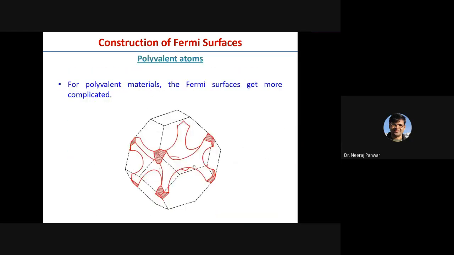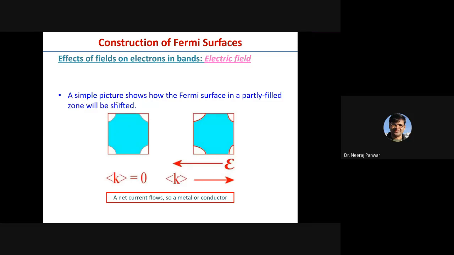This is the Fermi surface for polyvalent metals, and you can see it gets very complicated for polyvalent metals. It is not spherical, but you see what a complicated shape it has. I have a couple of slides, I think three or four slides more.